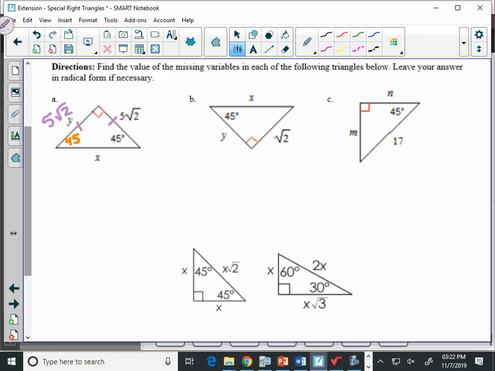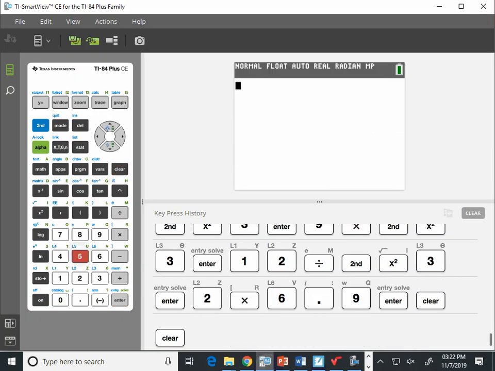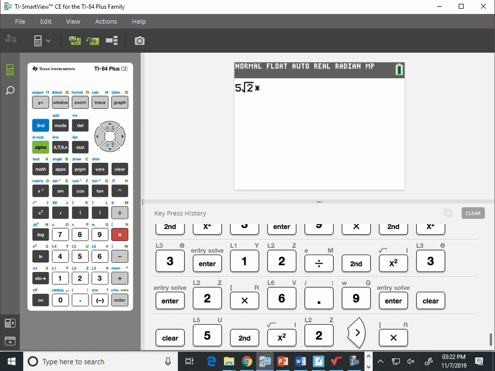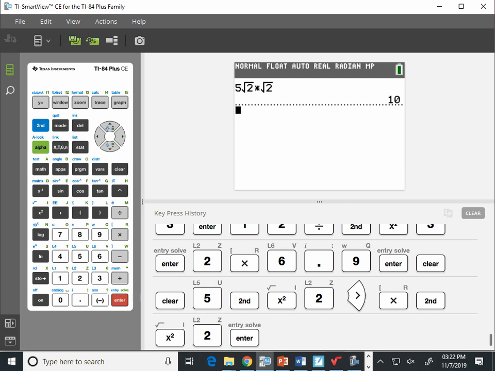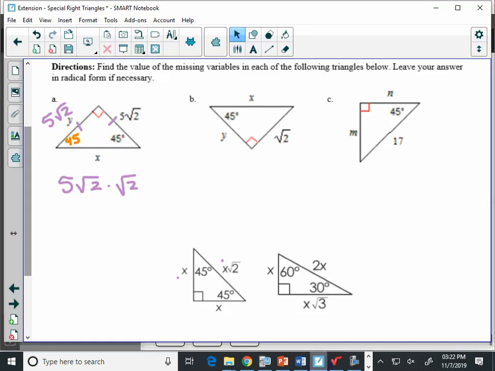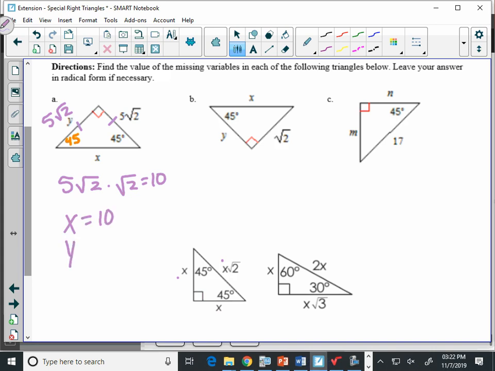To go from leg to hypotenuse, we multiply by radical 2. So I'm going to do 5 radical 2 times radical 2. Let's plug that in our calculator: 5 radical 2, make sure you arrow out, times radical 2. And that gives us 10. So x, our hypotenuse, is 10. My other leg, y, is 5 radical 2. You honestly can just leave it as 5 radical 2.